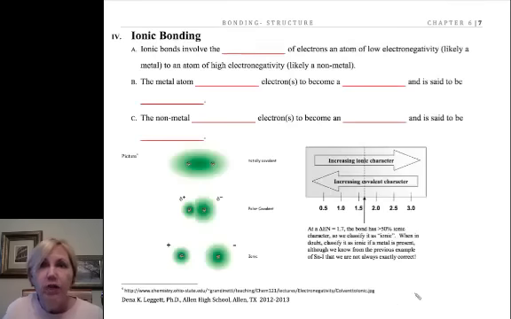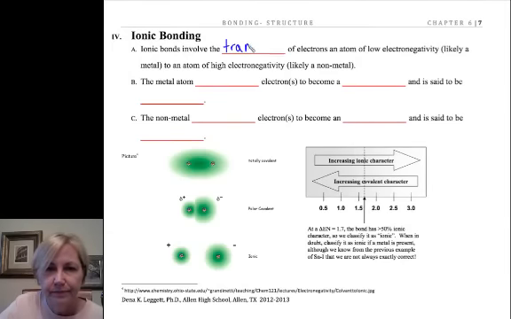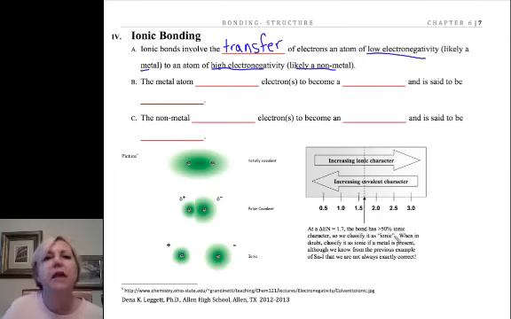We're moving into our discussion of ionic bonding, a little bit longer than both network covalent and metallic. And much of it will be a review, not all of it, but much of it will be a review of pre-AP. Ionic bonds involve the transfer of electrons from an atom of low electronegativity, likely a metal, to an atom of high electronegativity, likely a non-metal.